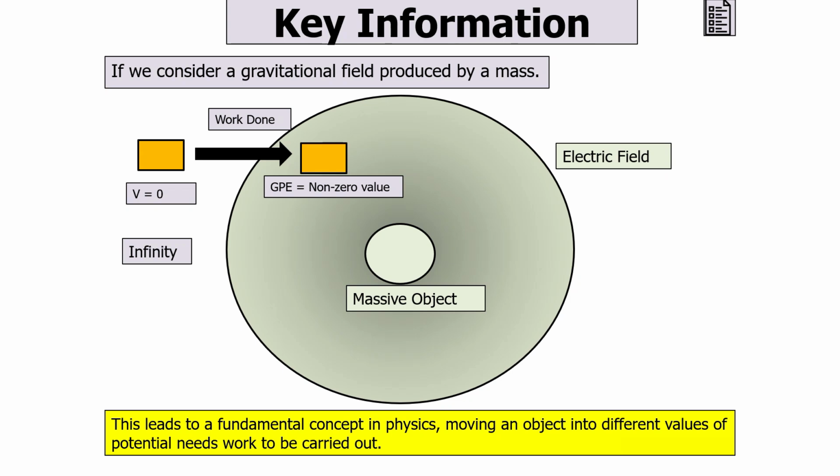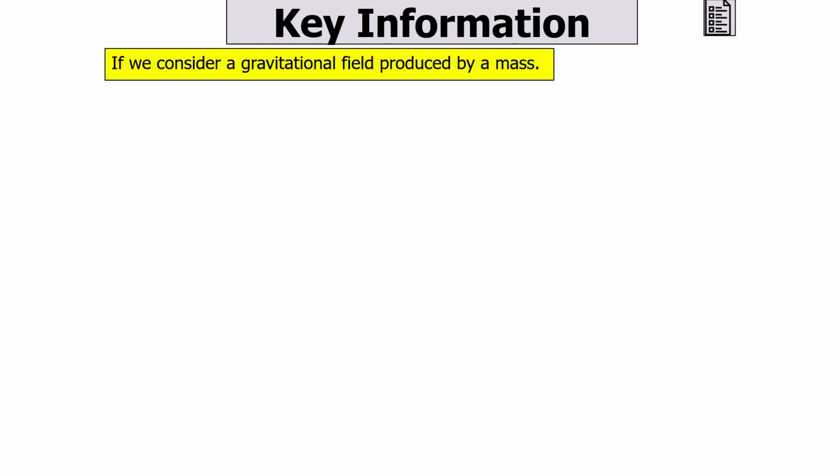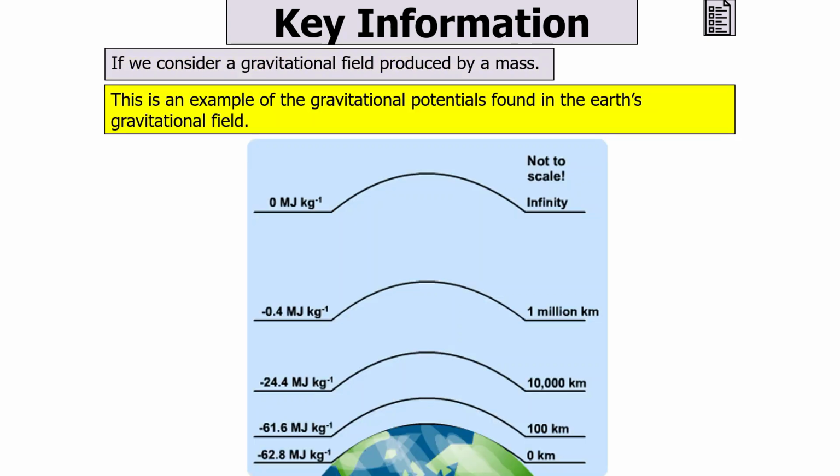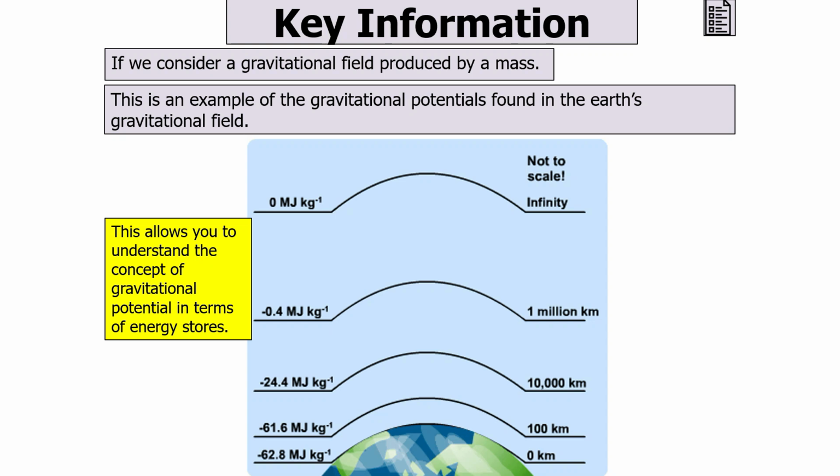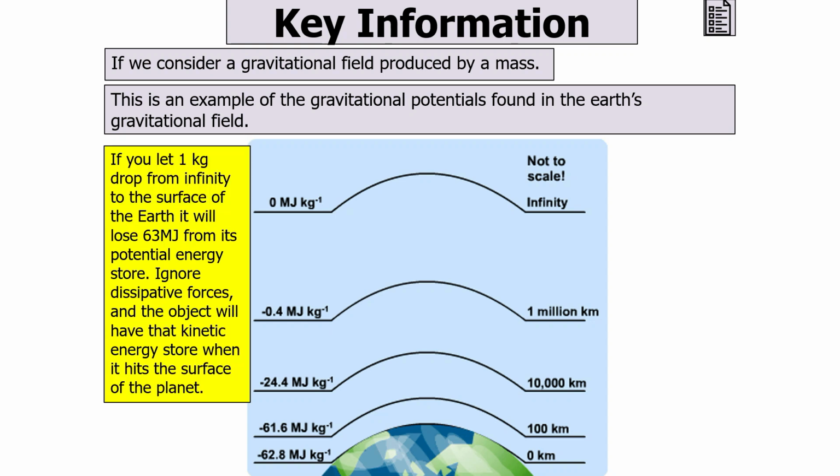Moving an object into different values of potential needs work to be carried out. So if we consider a gravitational field produced by a mass, we can see here an example of gravitational potentials found in the Earth's gravitational field. This allows you to understand the concept of gravitational potential in terms of energy stores. So if you let 1 kilogram drop from infinity to the surface of the Earth, it will lose 63 megajoules from its potential energy store. This is ignoring dissipative forces, and the object will have that kinetic energy store when it hits the surface of the planet.